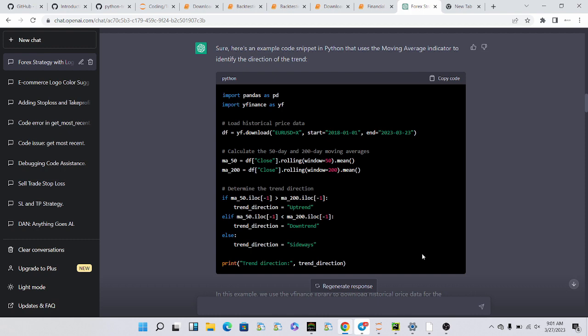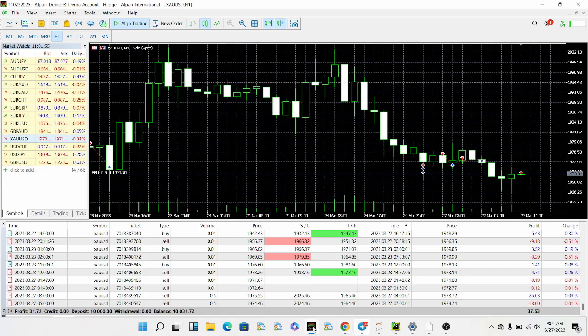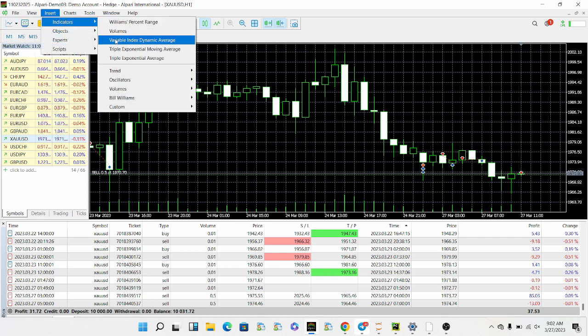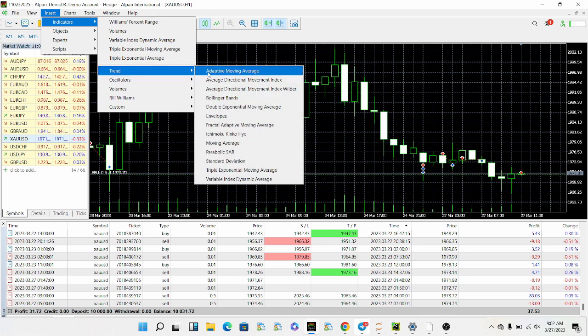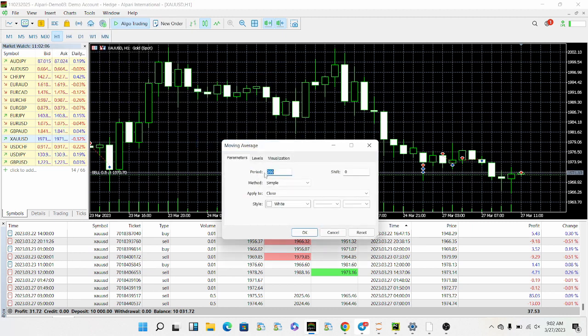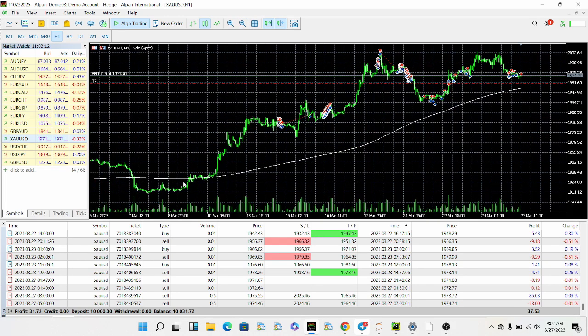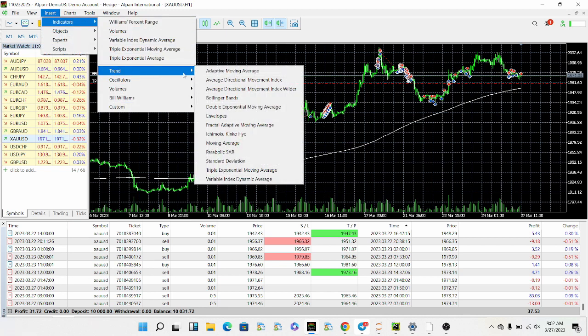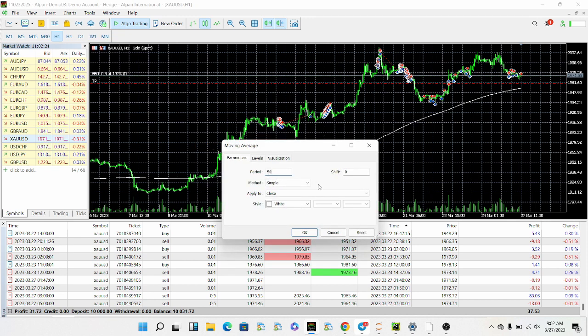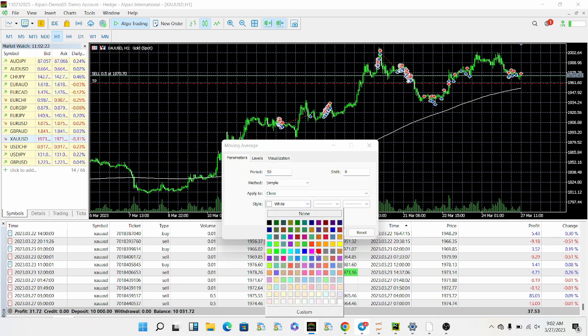All right, so let's just go to our MT5 here and add a moving average. I'm just going to insert indicators, trend, and then add the moving average. So I'm going to add the 200 first. I'm going to minimize this so you can see the 200 moving average here. Then I'm going to insert the trend and moving average again. I'm going to import the 50 moving average. I think I'm going to color this red.